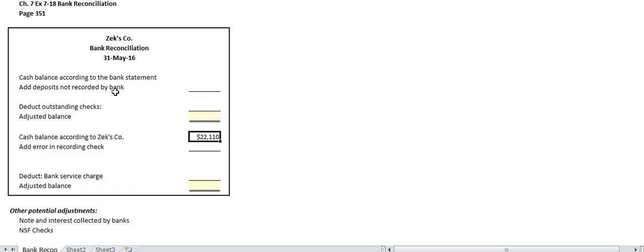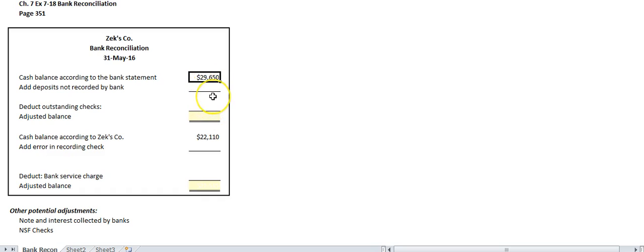Cash balance according to the bank statement at May 31, 2016 is $29,650. $29,650 cash balance according to the bank statement. Now, we start off on top because we're going to do various adjustments. There are certain transactions that the bank has yet to record, which is understandable, so we need to adjust this balance, right?